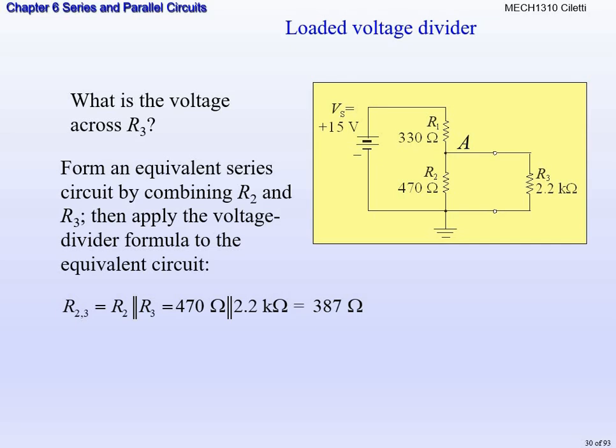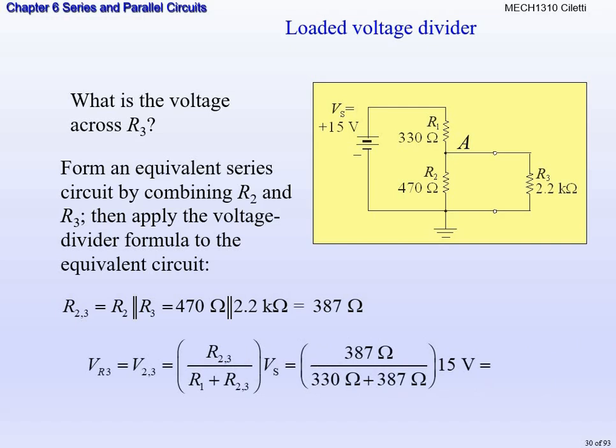Notice 387 is smaller than 470, so we are good. So remember, in your calculator, that's 470 inverse plus 2200 inverse, all in parentheses, and that's inverse to get the 387. Alright, now we can use a voltage divider. We can use that 387 that we just calculated, divided by that total resistance, 387 divided by the 330 plus 387, times 15, okay, and we should end up getting a voltage of 8.10 volts.